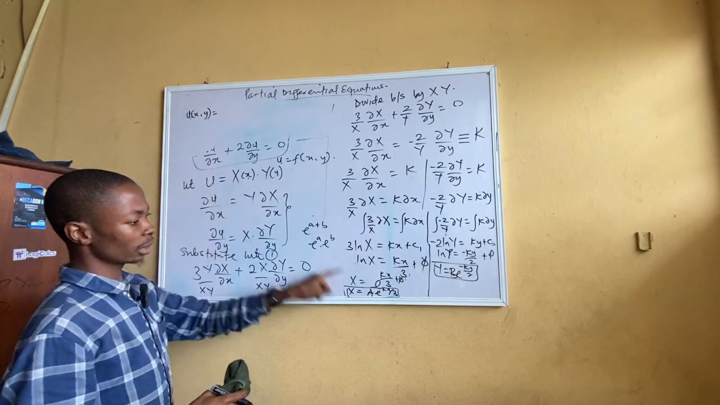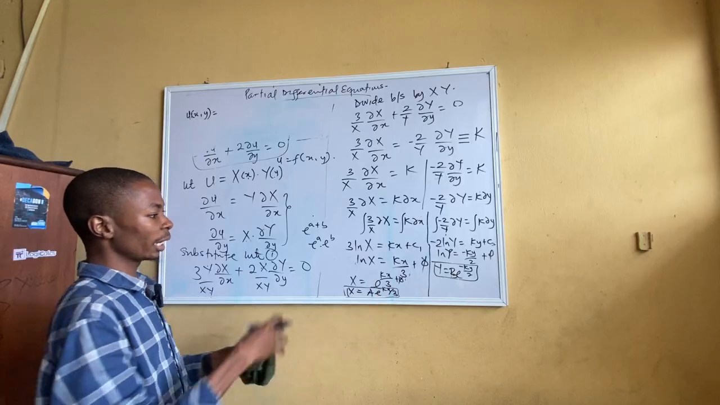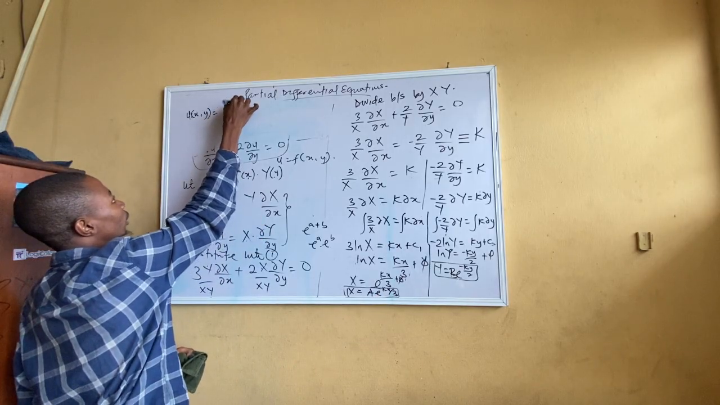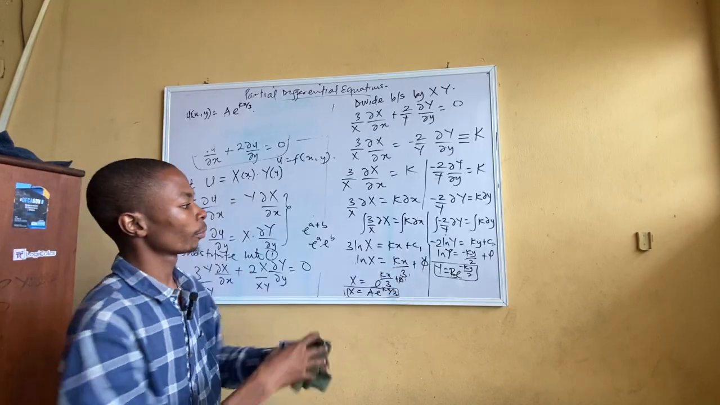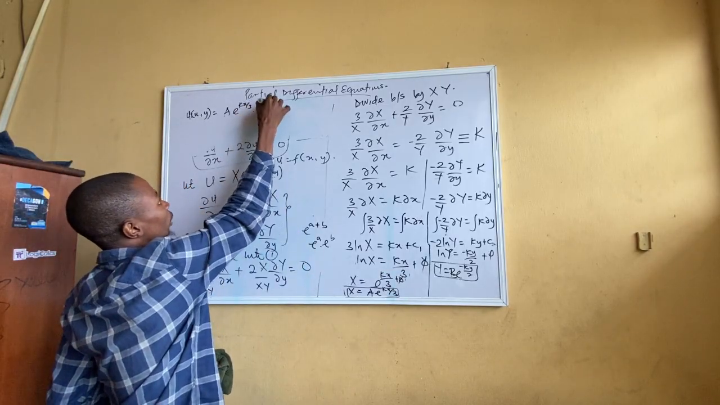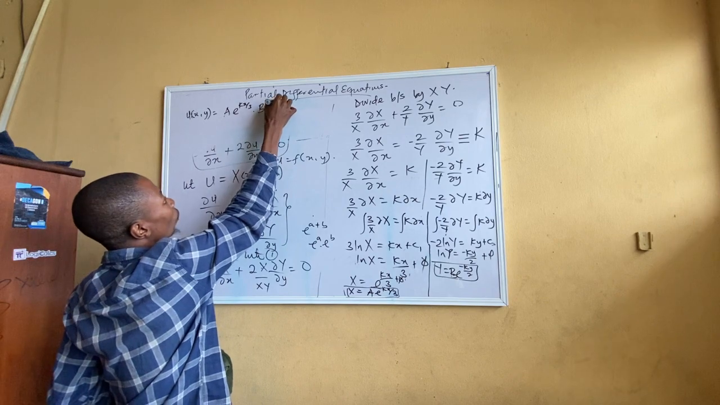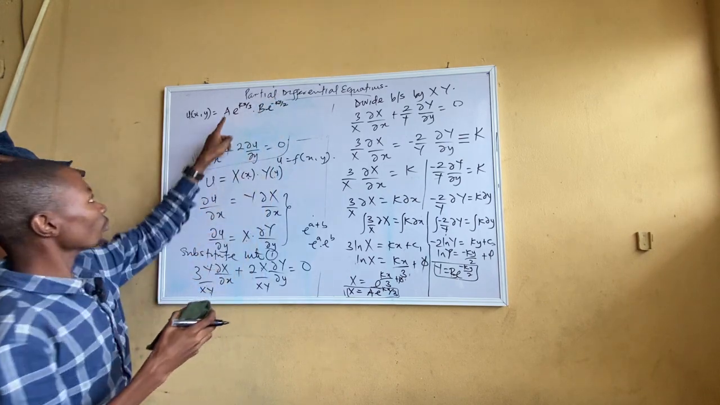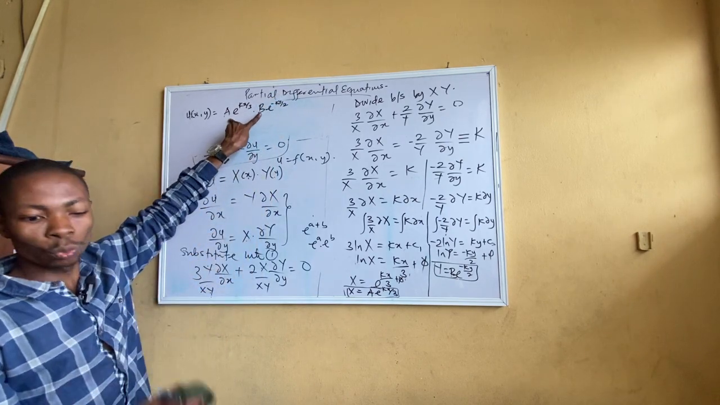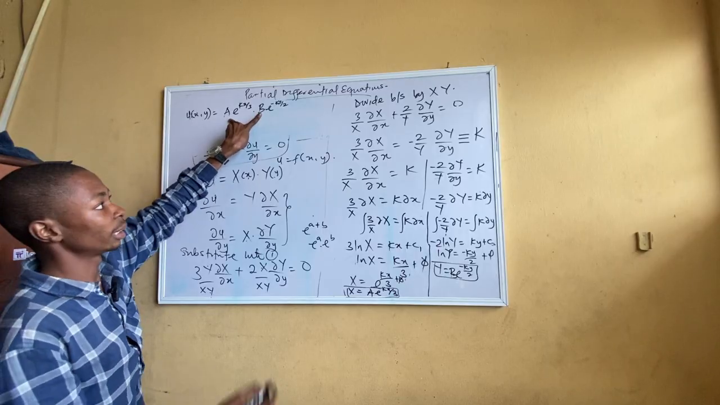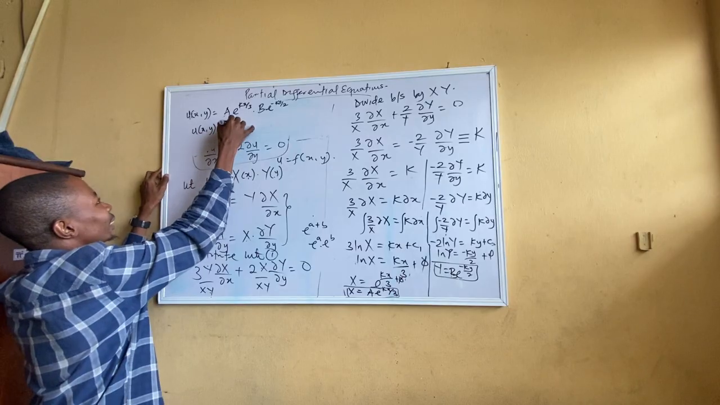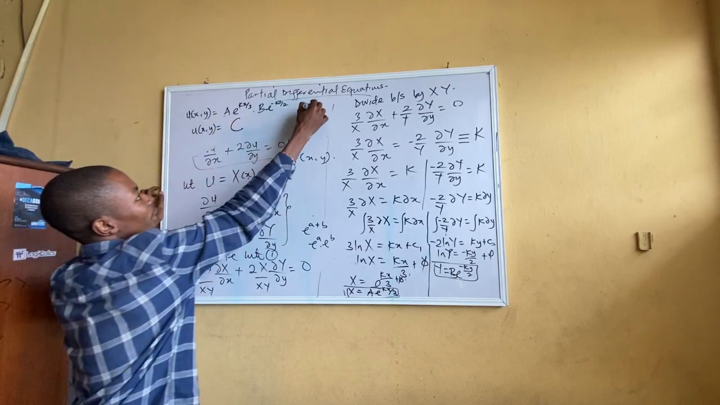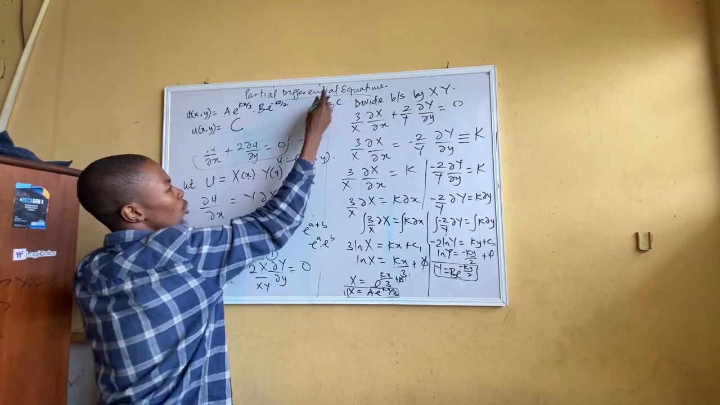What is our X of x? Our X of x is a exponential kx over 3, dot. What is our Y of y? B exponential minus ky all over 2. A times b, two constants. A times b is also a constant. AB is a constant. So we can say that our solution u of x, y equals, let's say, c now, if I call AB C, because both of them are constants.